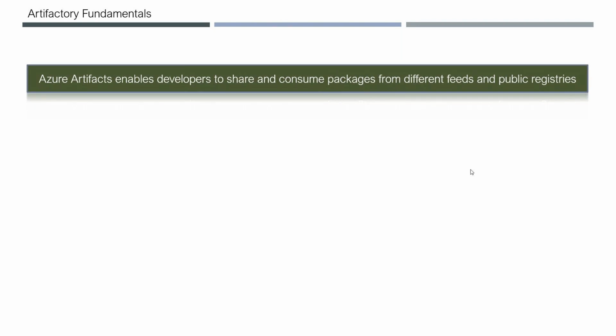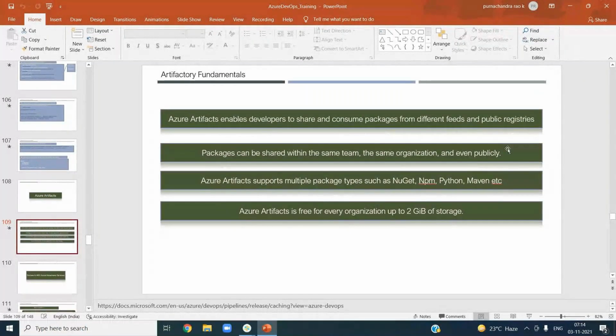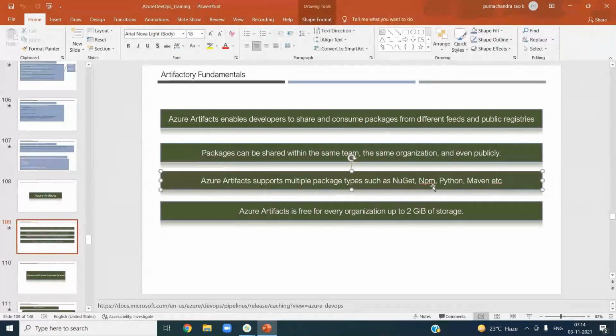And the other one, as I told you, let me show it quickly basically. Our Azure Artifactory supports all different types of artifacts. That means NuGet for .NET, npm for Node.js, React, etc., Python, and Maven for Java basically.